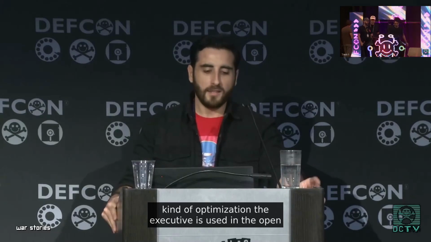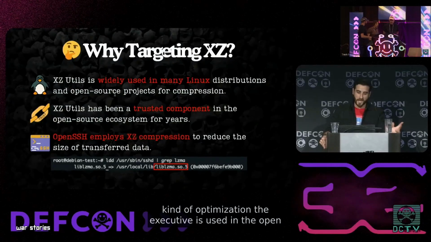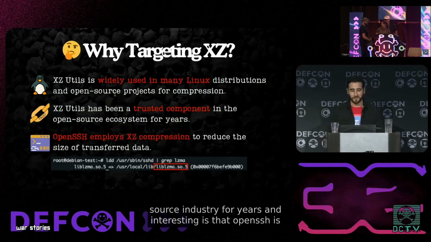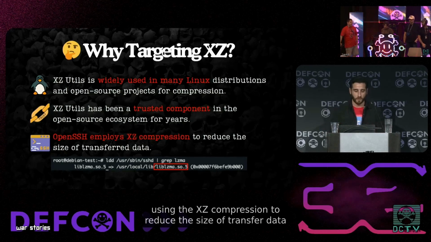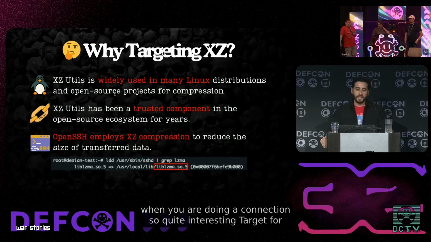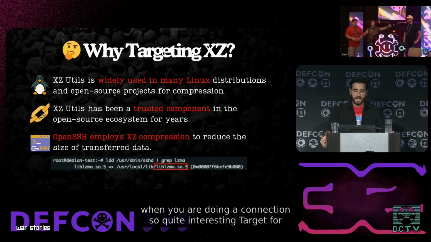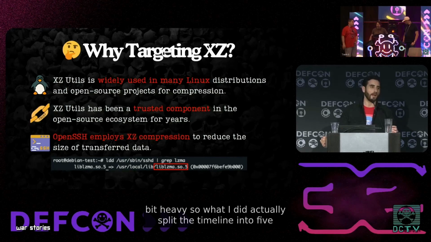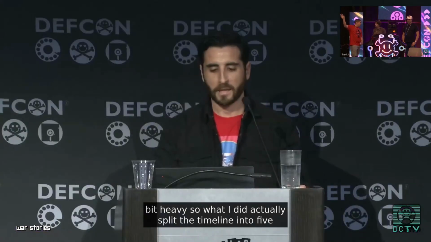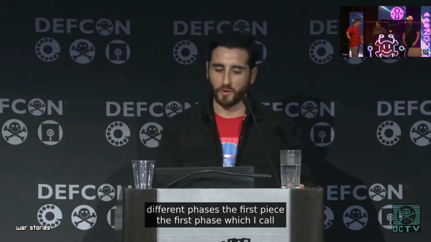Actually, the XZ Utils package is widely used in many Linux distributions, and it's a trusted open source component for compression and optimization. It has been used in the open source industry for years, and what is interesting is that OpenSSH is using the XZ compression to reduce the size of transferred data when you are doing a connection. So, quite an interesting target for an attacker.